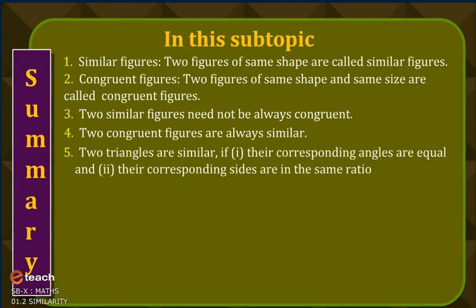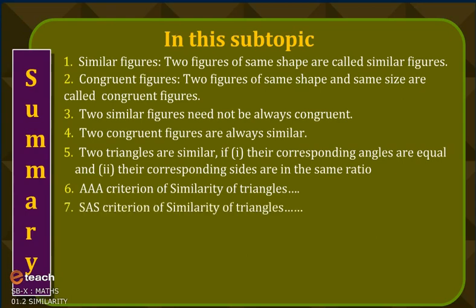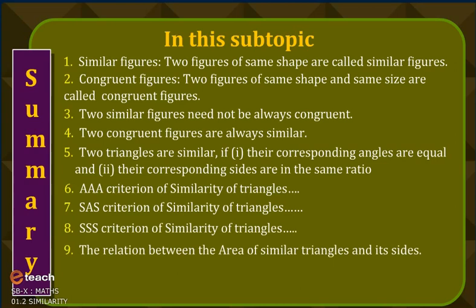5. Two triangles are similar if 1. Their corresponding angles are equal, and 2. Their corresponding sides are in the same ratio. 6. AA criterion of similarity of triangles. 7. SAS criterion of similarity of triangles. 8. SSS criterion of similarity of triangles. 9. The relation between the area of similar triangles and its sides.